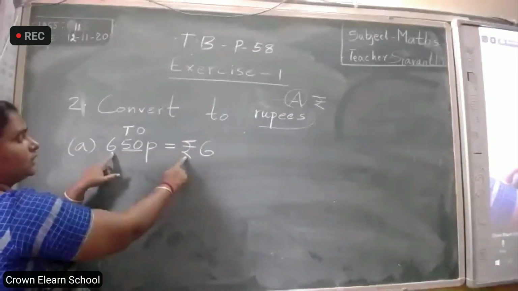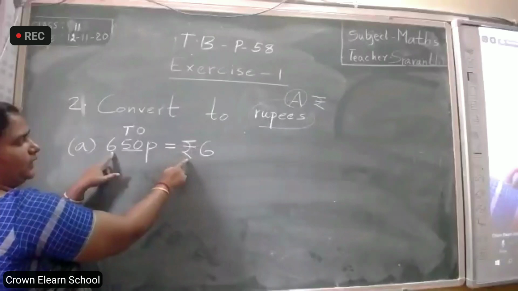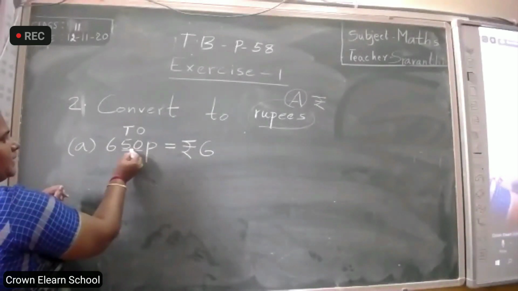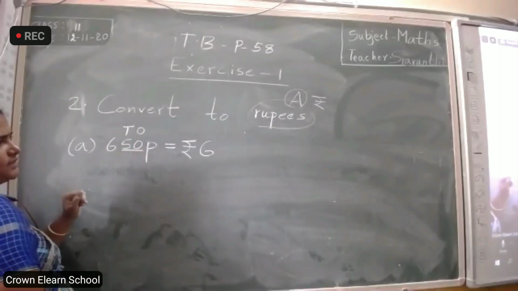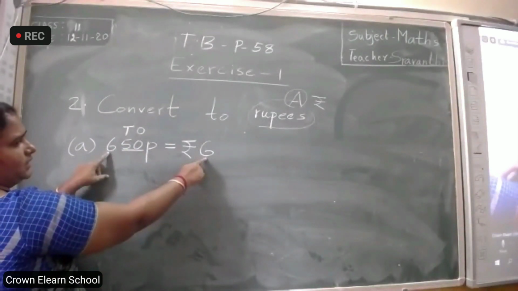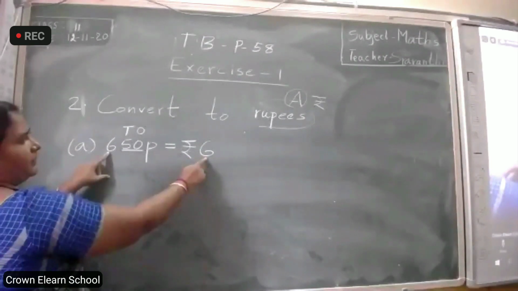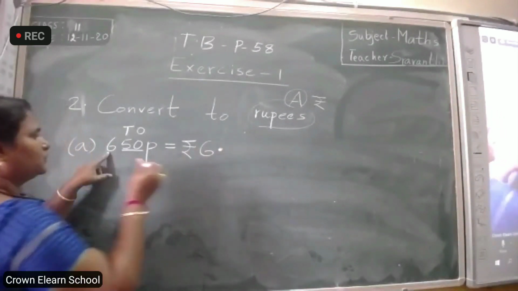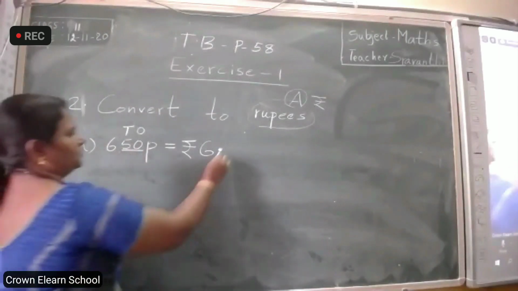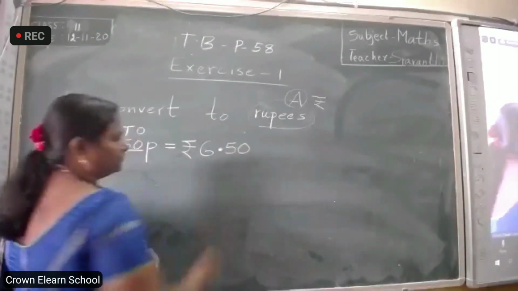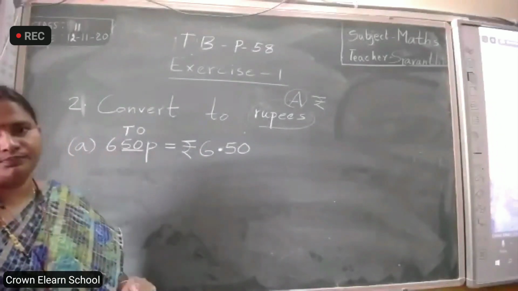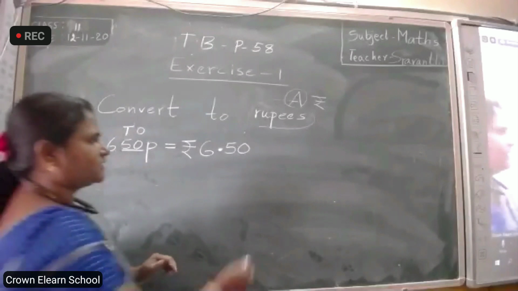Have you written? Rupee symbol, paise to rupee. The symbol is important. So take the ones place and tens place. Underline the last 2 digits. Now 6, write the same 6 here. We are going to separate them by a dot. Put a dot. Then 50. 6 rupees 50 paise. Have you written the answer? Next, B.